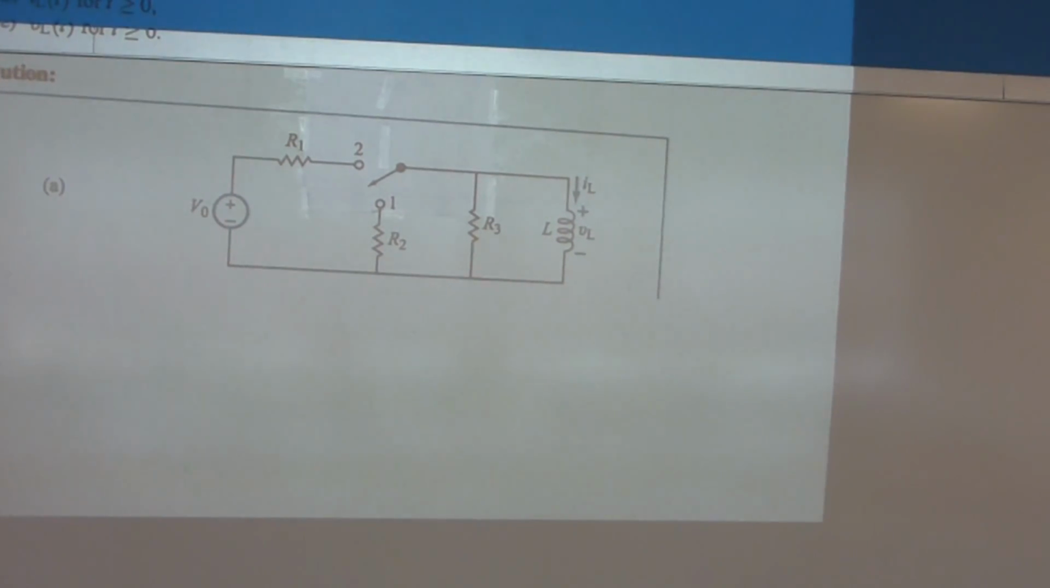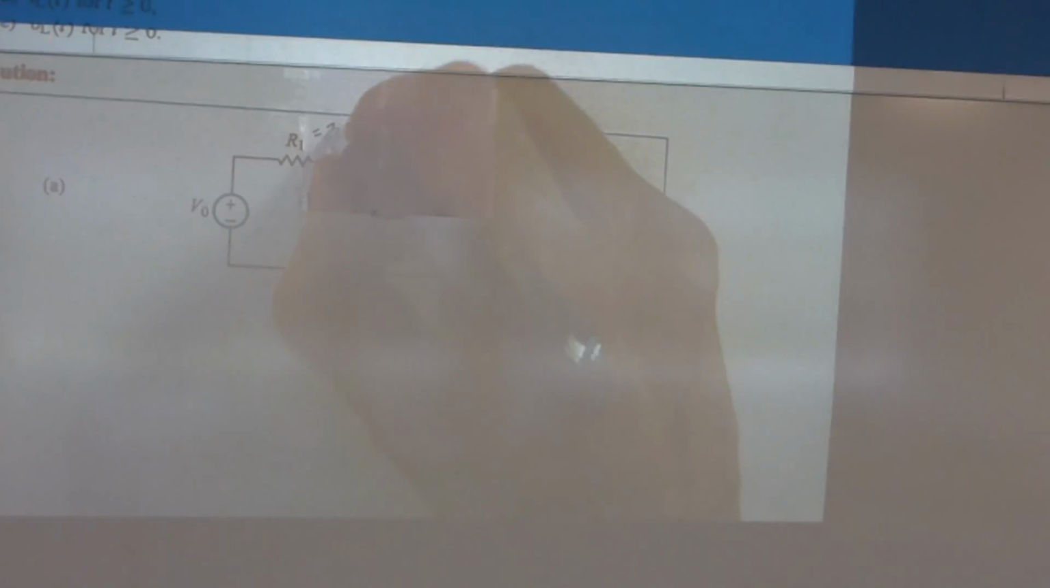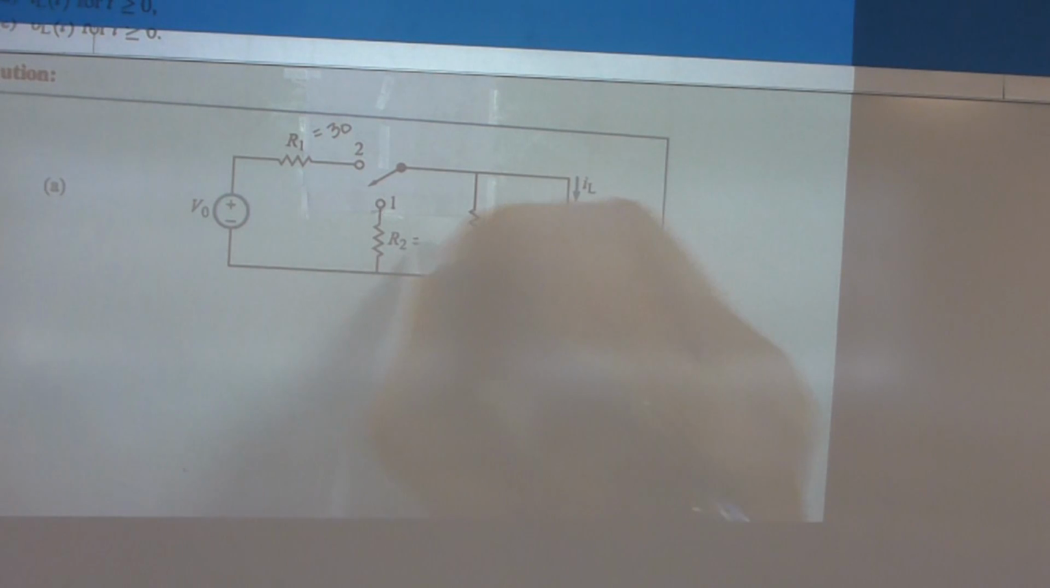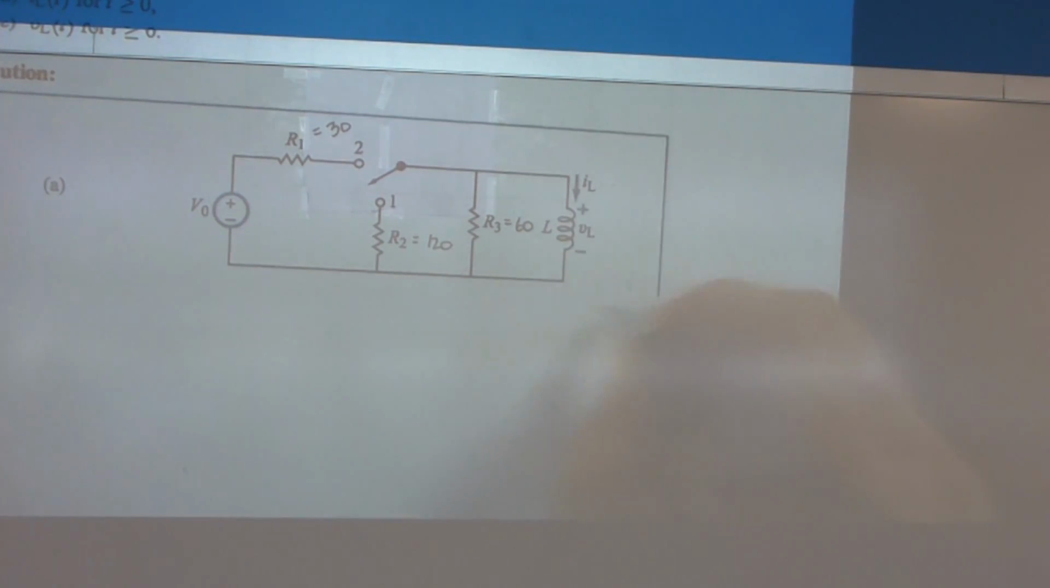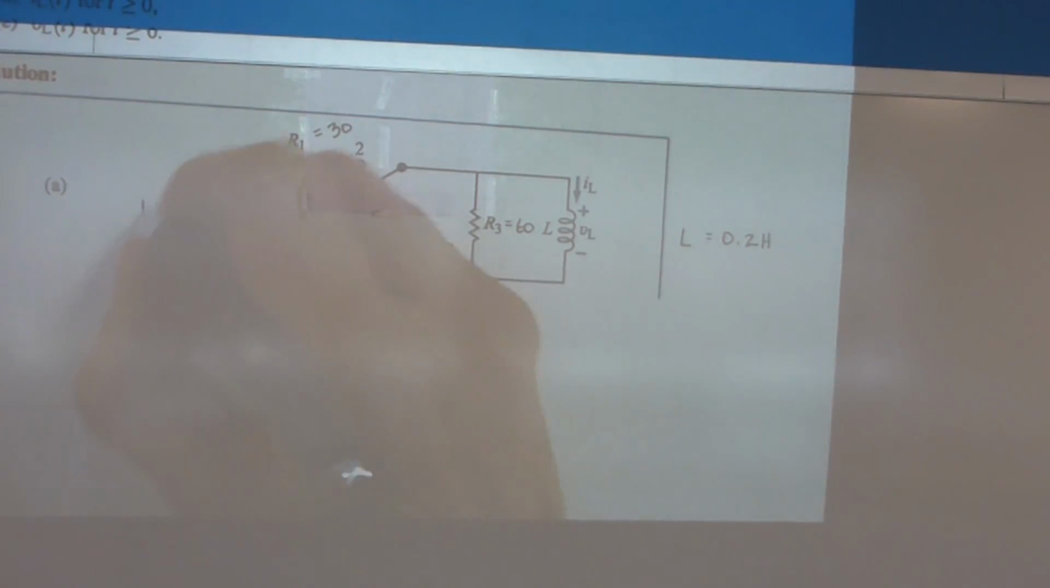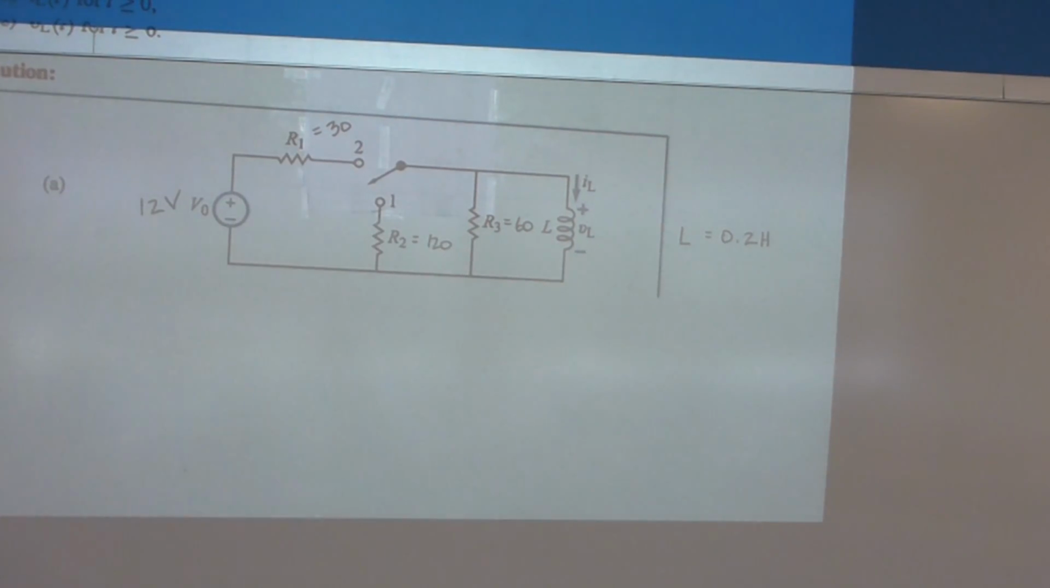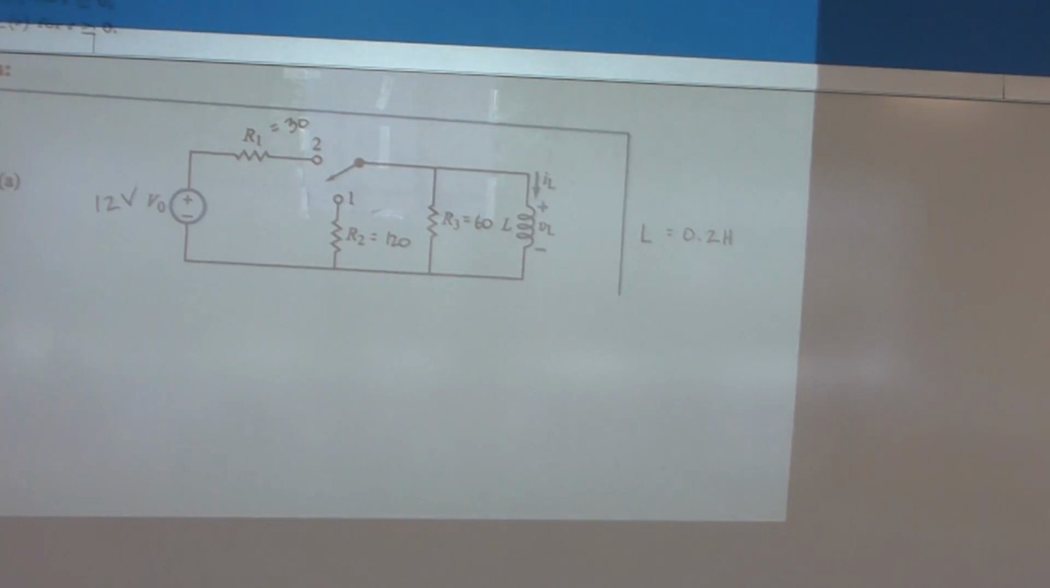So here's our circuit. R sub 1 is equal to 30. R sub 2 is 120. R sub 3 is 60. And L is 0.2. The voltage is 12 volts. Okay, so that's the circuit we want to solve.